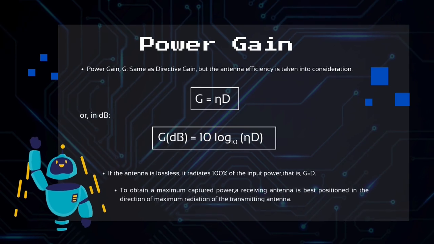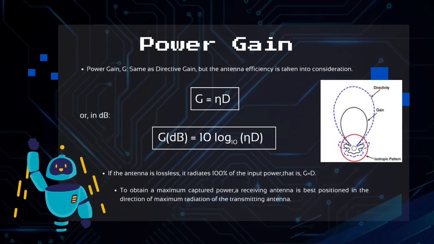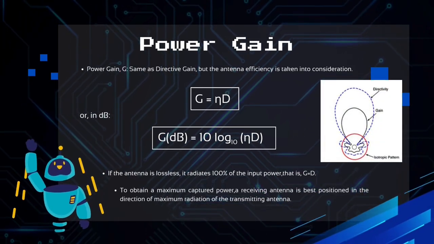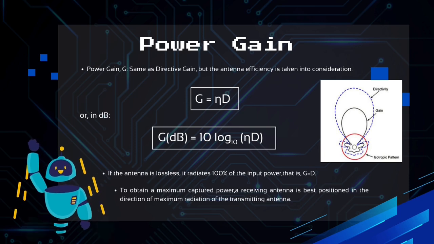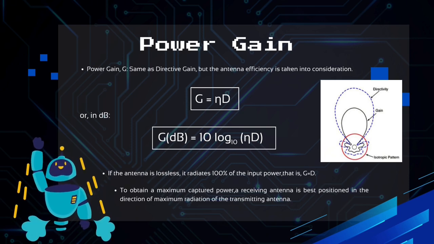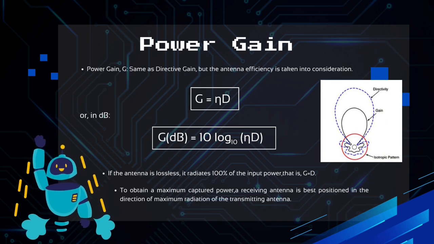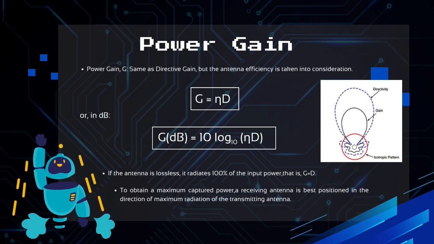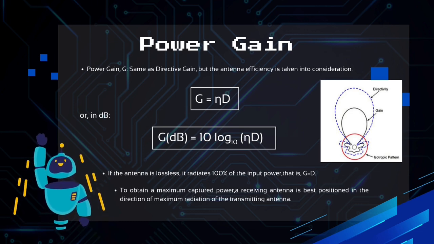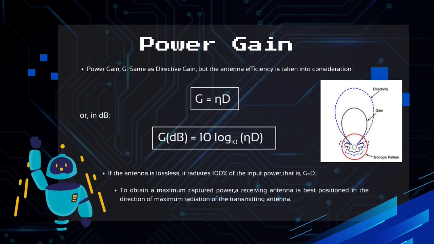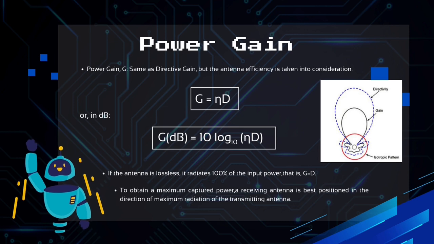Power gain. Power gain is the same as directive gain, but the antenna efficiency is taken into consideration. G equals antenna efficiency multiplied by D, or in decibels, G dB equals 10 log 10 of antenna efficiency multiplied by D. If the antenna is lossless, it radiates 100% of the input power, that is, G equals D. To obtain a maximum captured power, a receiving antenna is best positioned in the direction of maximum radiation of the transmitting antenna.